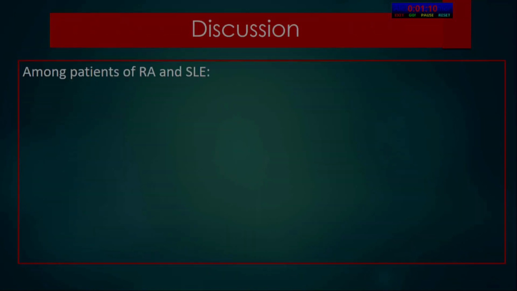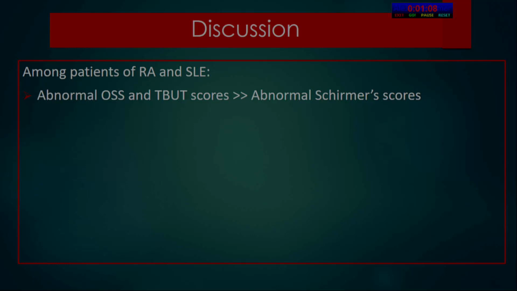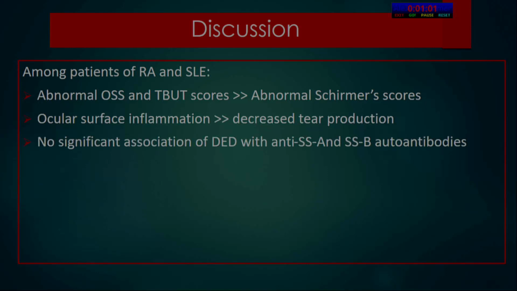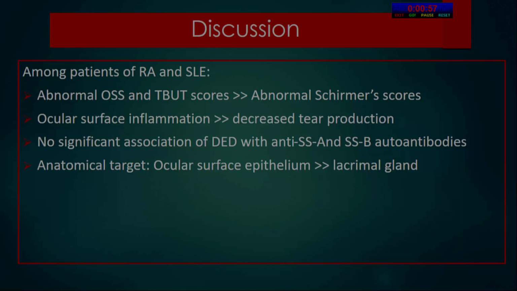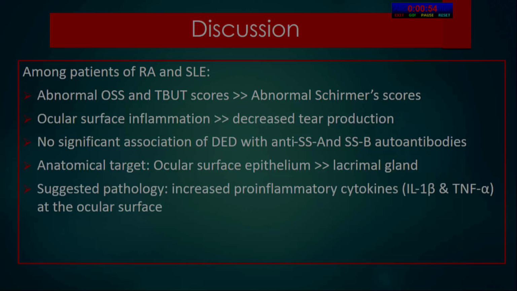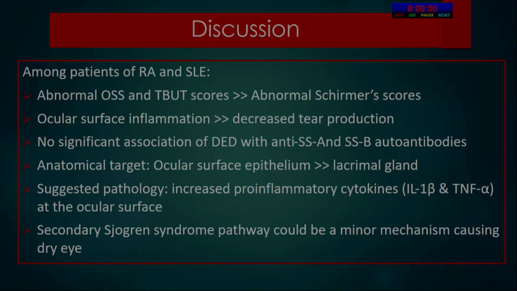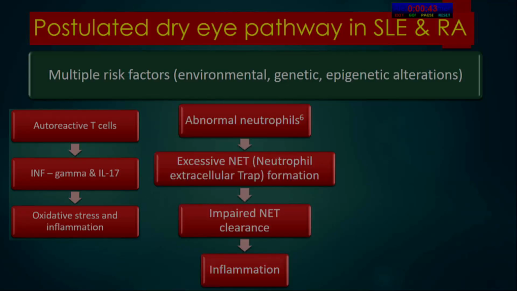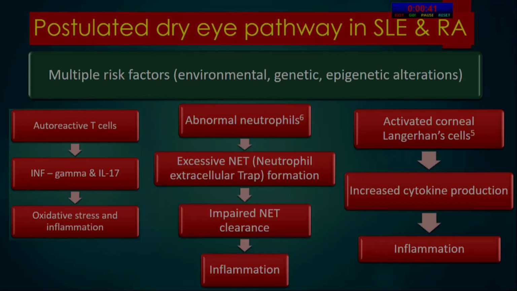Coming to the discussion, in our study we have found abnormal ocular surface staining and TBUT scores were more frequent than abnormal Schirmer scores. Ocular surface inflammation was more than decreased tear production, with no significant association with SSA SSB autoantibodies. The anatomical target was the ocular surface epithelium rather than the lacrimal gland, which is because of increased pro-inflammatory cytokines on the ocular surface. The secondary Sjogren syndrome pathway could be a minor mechanism causing dry eye. In the postulated dry eye pathway, multiple risk factors cause autoreactive T cells, abnormal neutrophils, or activated corneal Langerhans cells, resulting in ocular surface inflammation.